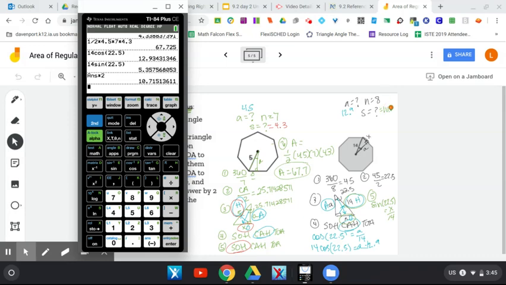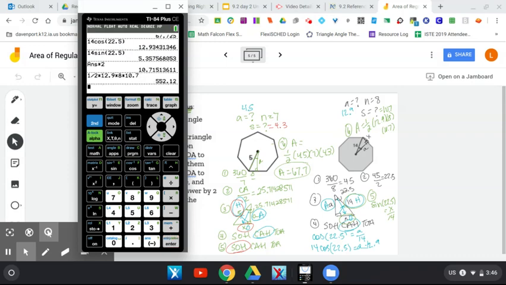So then your final step here, step 6, which I'll put up here, you're ready for area. Take 1/2 the 12.9 times 8 times 10.7. So I'll go to the calculator. I'll do 1 divided by 2 times 12.9 times 8 times 10.7. Hit enter. My area is 552.1. And that would be my final answer.